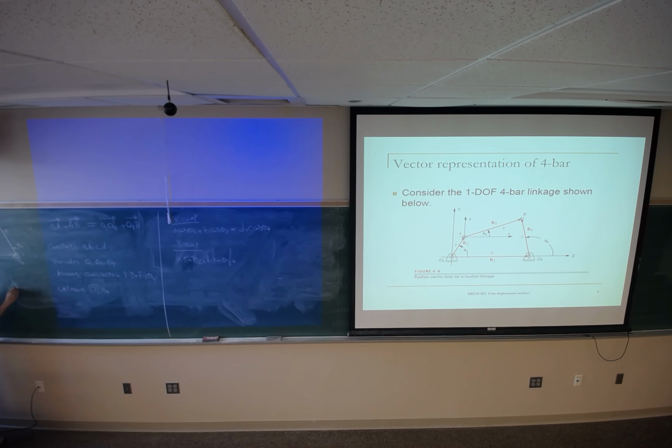These are the first three terms that you can see here. Then I'm going to have these two terms: plus 2dc cosine of theta 4 minus 2ad cosine of theta 2. And these two terms have the same constant 2ac, so I can take it out: minus 2ac times cosine of theta 4 cosine of theta 2 plus sine of theta 4 sine of theta 2.